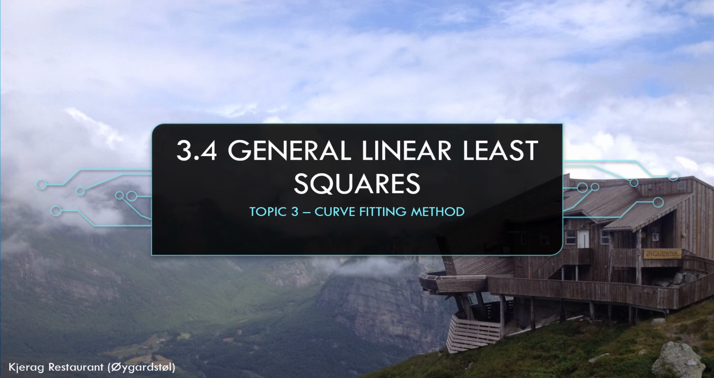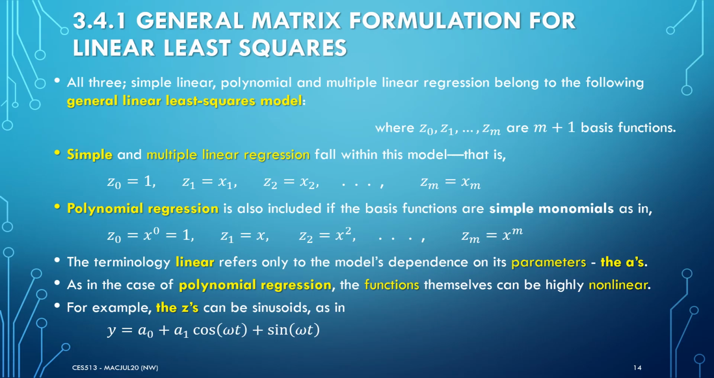Now we go to the next subtopic, which is general linear least squares in topic 3 for the curve fitting method. Previously, we had discussed 3 regression models, which are linear models, polynomial regression models, and multiple linear regression. In fact, all 3 actually belong to the general linear least squares models, which can be expressed in these general terms of y equals a0 Z0 plus a1 Z1 plus a2 Z2 plus and so on until am Zm plus e, where Z0, Z1 until Zm are m plus 1 basis functions.